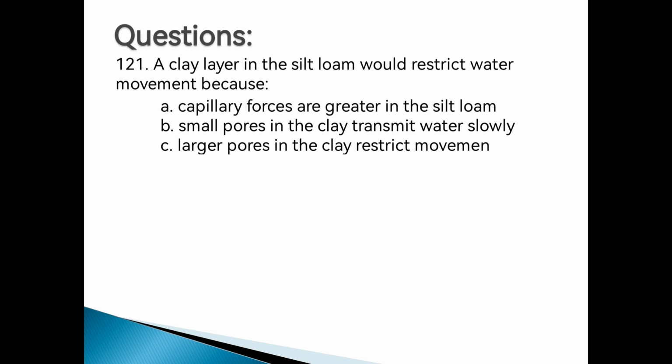Question 121. A clay layer in the silt loam would restrict water movement because A. Capillary forces are greater in the silt loam. B. Small pores in the clay transmit water slowly. C. Larger pores in the clay restrict movement. The correct answer is B. Small pores in the clay transmit water slowly.